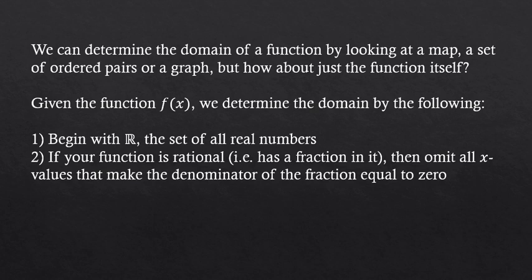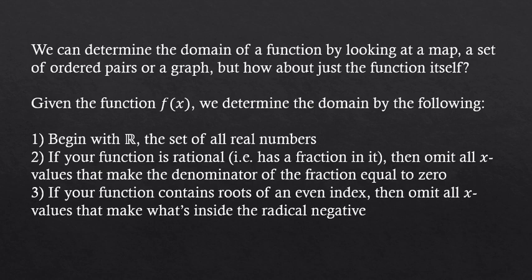So step 2, if your function is rational, that is to say there's a fraction in it, then you have to find and omit all x values that make the denominator of the fraction equal to 0. We saw several examples of rational quantities or rational expressions from previous videos. So again, find and omit all x values that make the denominator of the fraction equal to 0.